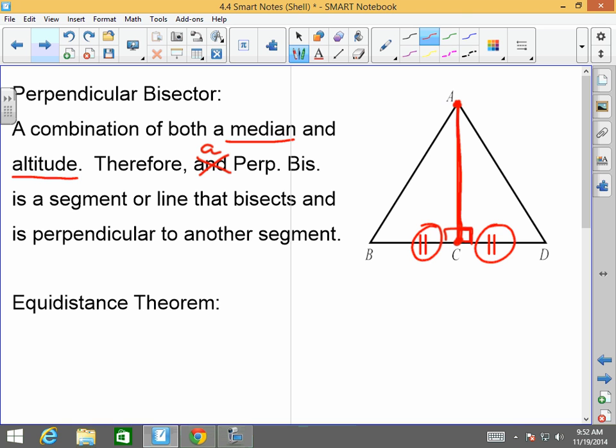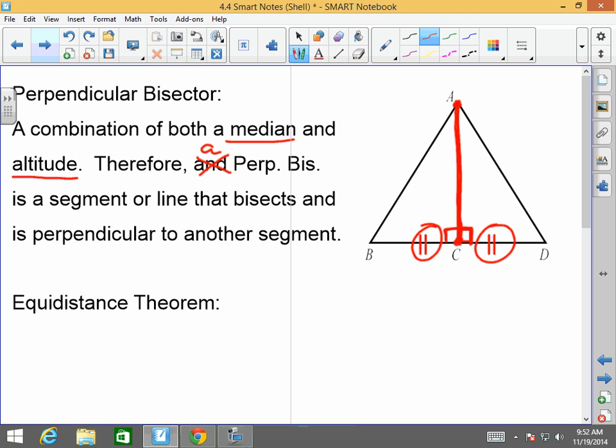from the vertex. That sounded weird. A median bisects the side that is opposite the vertex it is generated from. Sorry. And also it is an altitude because AC forms 90-degree angles. It's perpendicular. So that's what a perpendicular bisector is. It's a combination of both a median and an altitude at the same exact time.